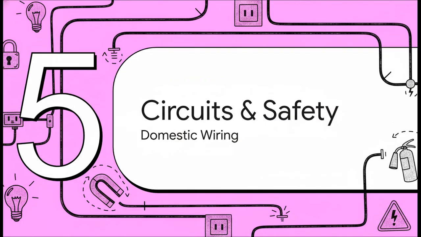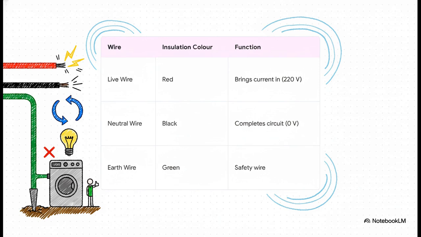All right, let's bring all this theory back home. Literally, we're now going to talk about the domestic electric circuits in our houses. And when we talk about this, the most important word is safety. So, the wiring in our homes typically has three main wires. First, there's the live wire, which usually has red insulation. This is the one that brings in the current at a high potential of 220 volts. Then you have the neutral wire with black insulation. This one is at 0 volts, and it's there to complete the circuit. And finally, the most important one for safety, the earth wire, which has green insulation. It protects us from electric shocks.